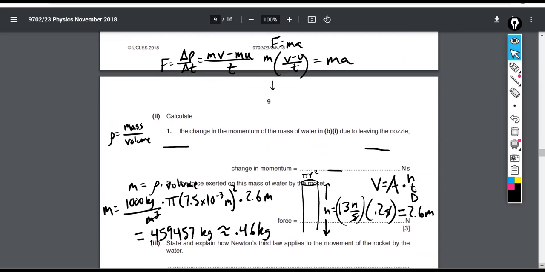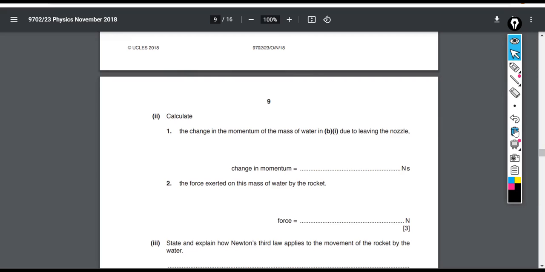I want to calculate the change in the momentum of the mass of water in B1. So we have 0.46 kilograms due to leaving the nozzle. All right, change in momentum. Change in momentum is final minus initial. The initial momentum is 0, right? Because it starts out at rest due to leaving the nozzle.